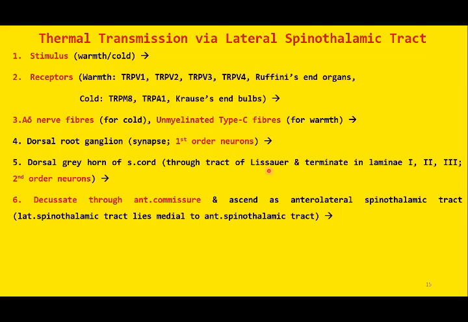So they cross over to the opposite side through the anterior commissure, and then they ascend as the anterolateral spinothalamic tract. They run parallel to each other. The lateral spinothalamic tract lies slightly medial to the anterior spinothalamic tract. So lateral is for pain and temperature, anterior is for crude touch.